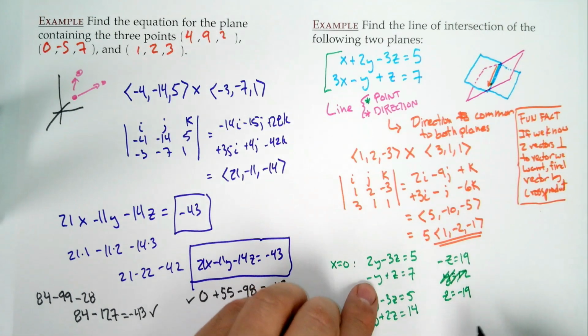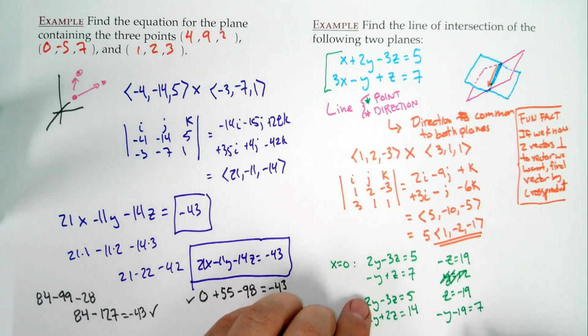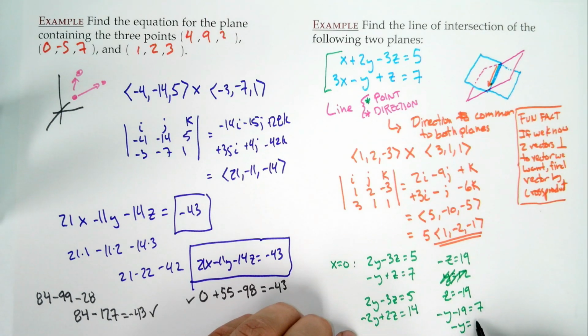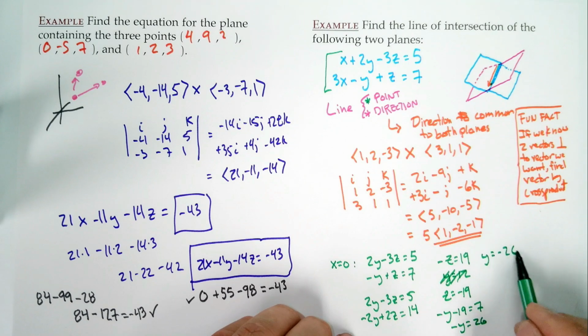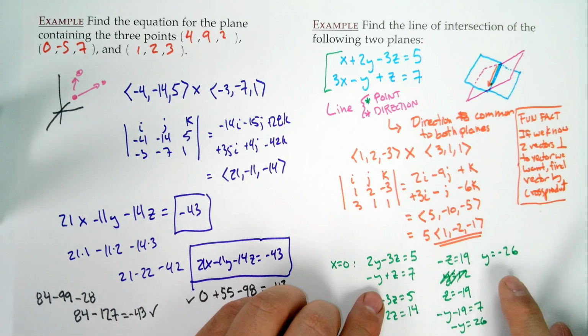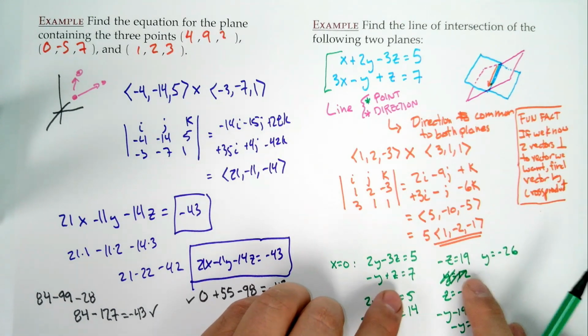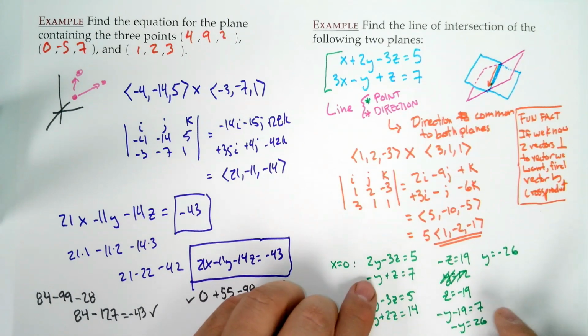So, okay, now let's put it into here. Negative y minus 19 equals 7. And we can add 19 to both sides. Negative y equals 7 plus 19, well, that would be 26. So y should be negative 26. All right. Now let's check that. So plus 26 minus 19 does equal 7.